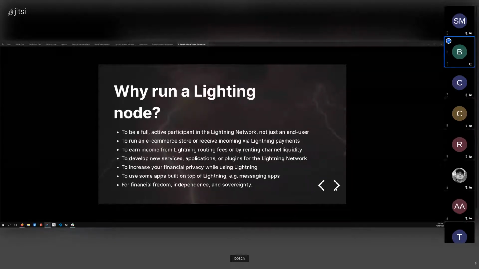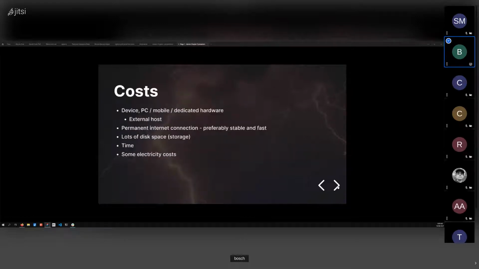Particularly for developers who want to tinker and build services or applications around the Lightning Network, ideally you'd be running a Lightning node and know the ins and outs of how to do that. Privacy is also an often-touted benefit of using Lightning when transacting with Bitcoin. Like I mentioned before, you can also build apps with Lightning, an example being messaging apps like Sphinx. I'm not sure if there are others, but you get the gist. And finally, financial freedom, independence, and sovereignty, the bigger picture of Bitcoin as a whole.